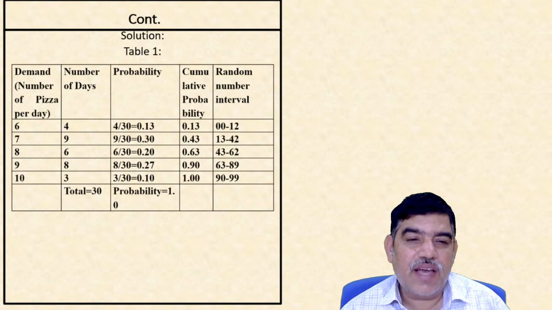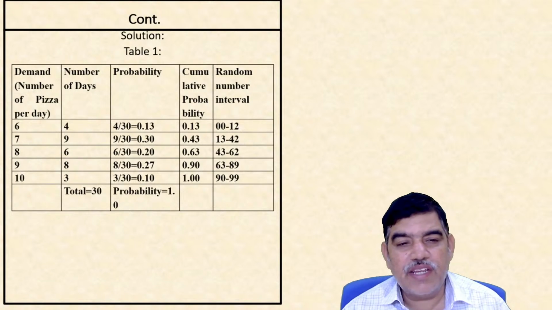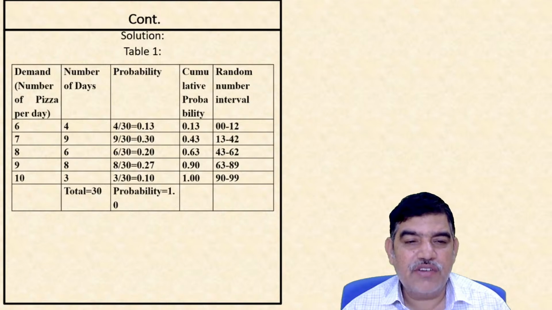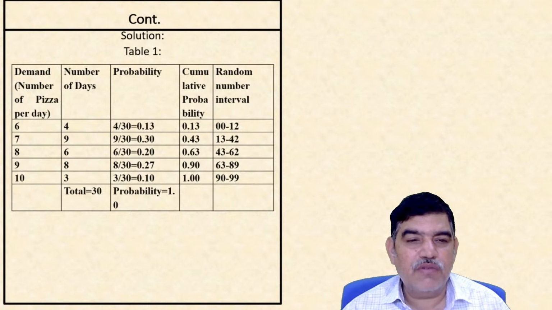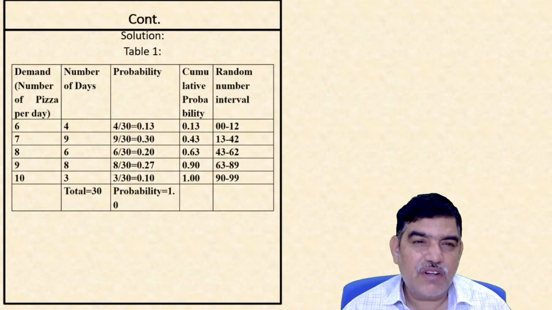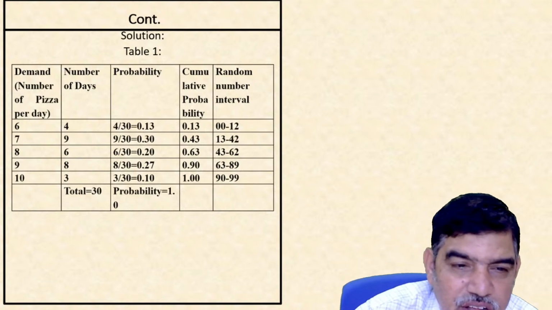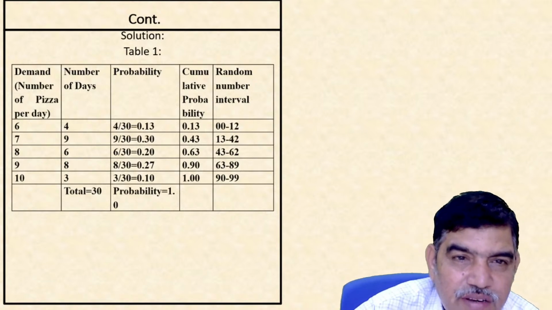Then 9 by 30, that is 0.30. 6 by 30, that is 0.20. 8 by 30, that is 0.27. 3 by 30, that is 0.10. If we add the probabilities, the total is always 1. So 0.13 plus 0.30 plus 0.20 plus 0.27 plus 0.10. If we add all the data in the third column, the probability becomes 1.